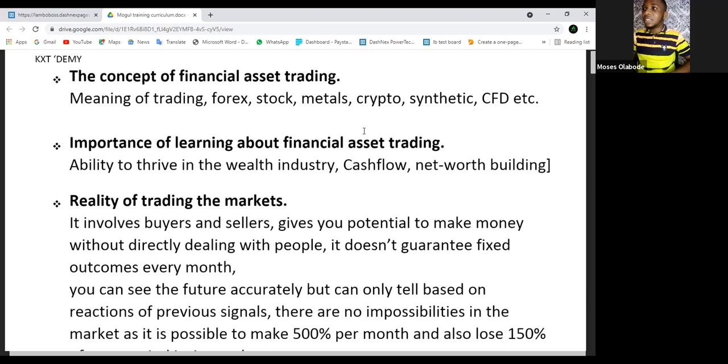So they are all financial assets, right? So what I'm teaching is how to actually trade any one of them. Everything I'm teaching you can make you trade in many markets. Forget what anyone has to say. Even to the point I'm using this to actually predict weather.